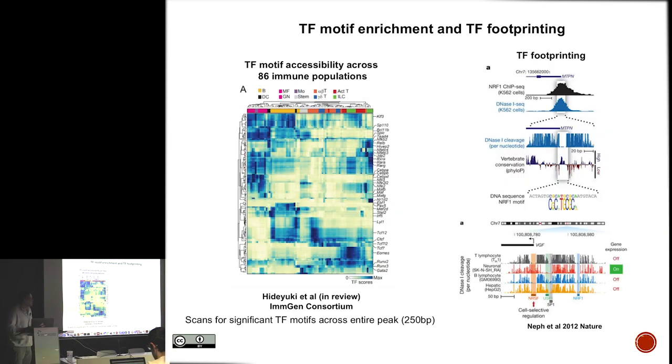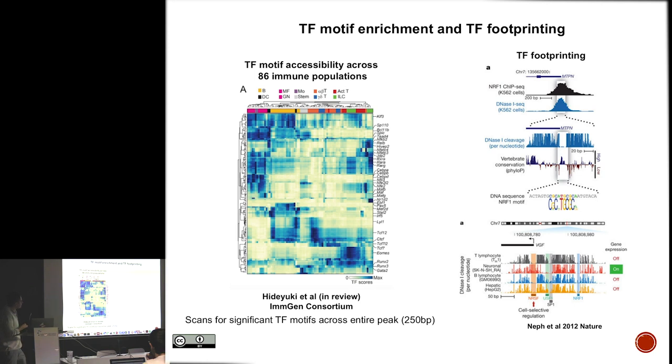Okay. So one really nice example that we've been able to do is profiling ATAC-seq in 86 primary immune cell types. We did just a basic motif analysis across 300,000 regions in the genome that we identified. And this is scanning for motifs across the entire peak, right? So if we consider an open chromatin region to be 250 base pairs, we're looking for the most significant enrichment of a motif present. And what you can see is that this biclustering shows really nice blocks of motifs that align with the presence within a particular lineage.